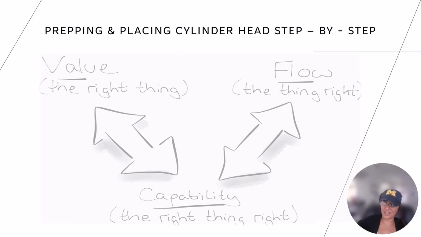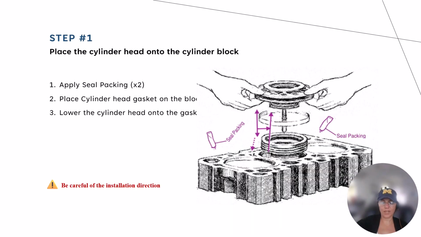When installing a cylinder head, it's important to follow the instructions and specification for torque setting to avoid damage. All right, we're going to start with step one. First, before we place the cylinder head onto the cylinder block, we need to apply seal packing in two different areas, as you see on the slides in front of you. Start by applying seal packing to the required area, and don't over apply. Just a small amount is enough to go a long way.